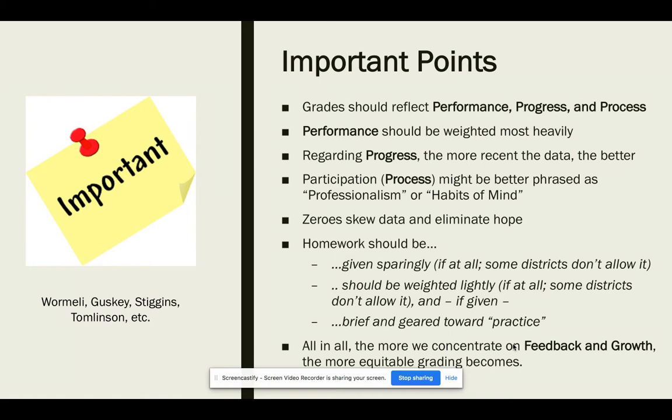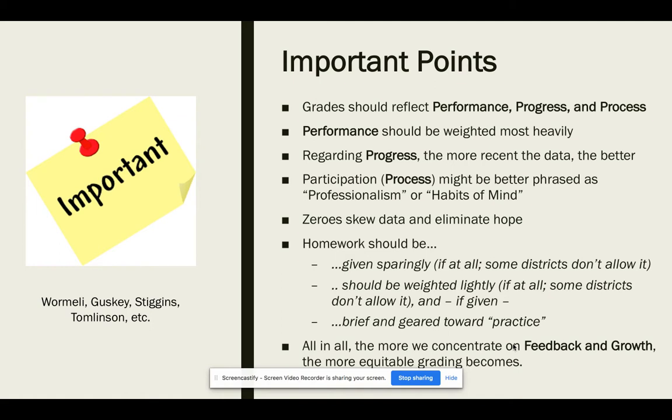Participation or process might be better phrased as professionalism or habits of mind. I have way overweighted your professionalism or your process grade for this semester. But this semester was different. This semester turned crazy. So you have a lot more points for participation than I would usually do. But the fact that you could stay professional and continue to complete work when the sky is falling, I feel like needs to be rewarded. So that is why I am doing that.